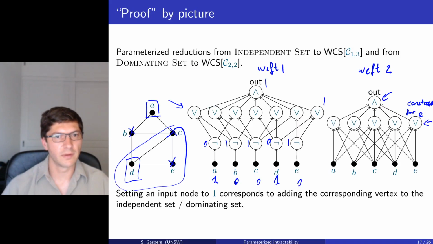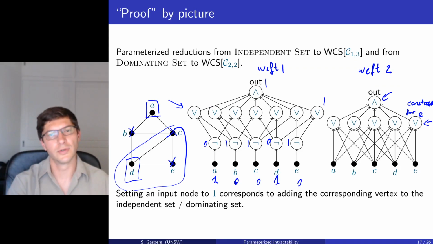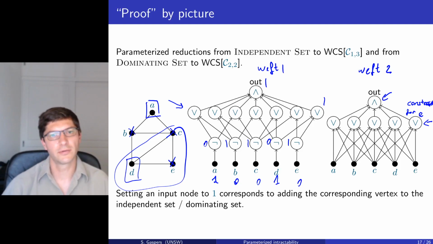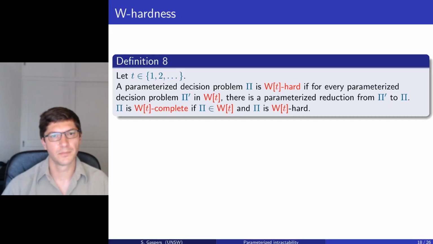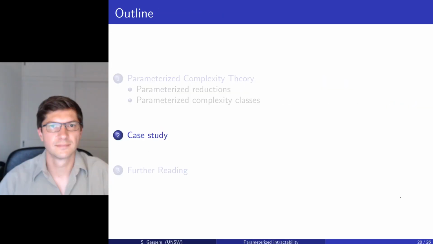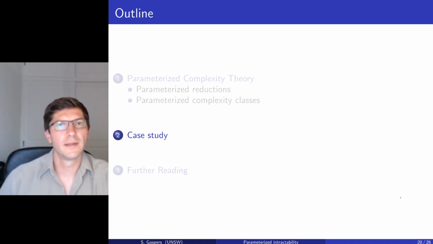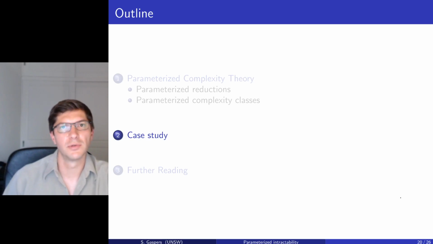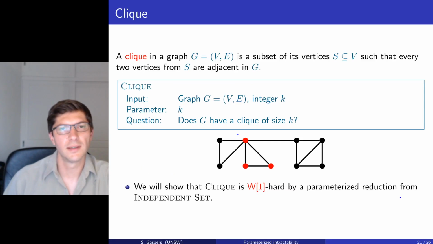So for the examples here, it was quite easy to reduce the graph problems to circuit problems in polynomial time. And the parameter k stayed the same because every selection of a vertex from our graph corresponded to setting exactly one input node to 1, and that was the weight of this assignment. So we have already seen that independent set is W1 complete and that dominating set is W2 complete. Let's look at another example.